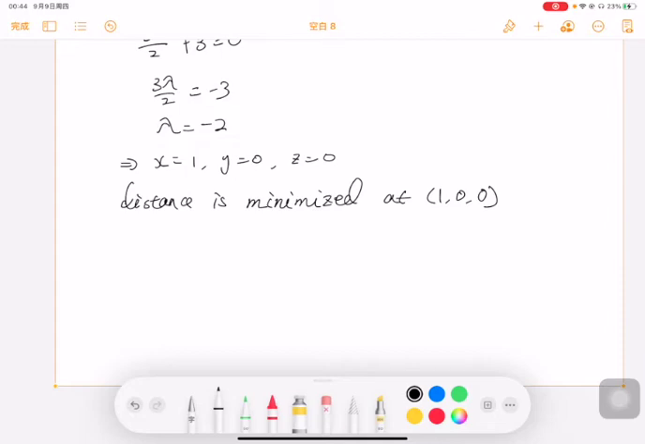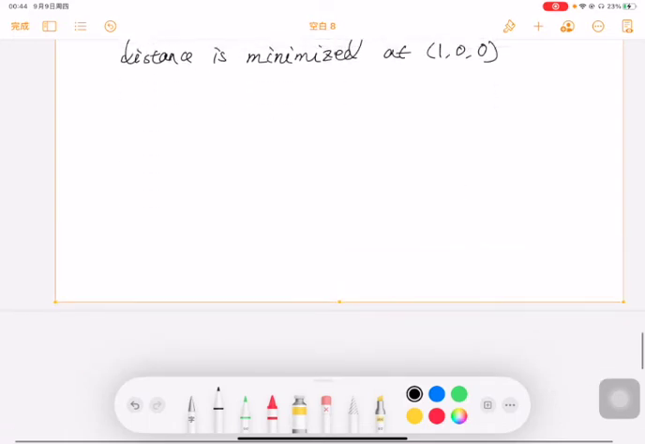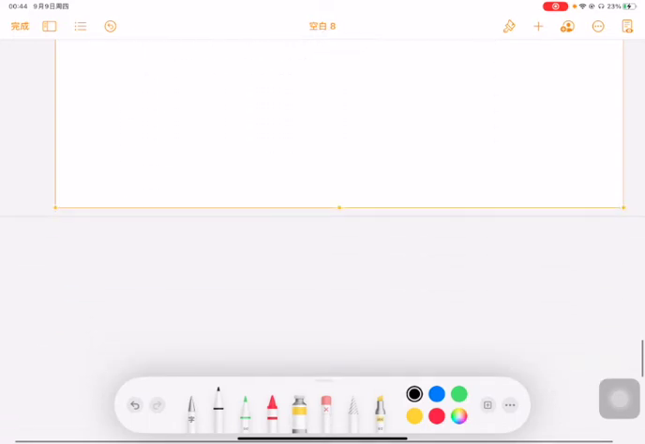Now, if you want to make sure, just find some other point that is not 1, 0, 0, and confirm that the distance from that point is indeed larger than the distance from this point 1, 0, 0. All right, so that's problem 4 and problem 5.